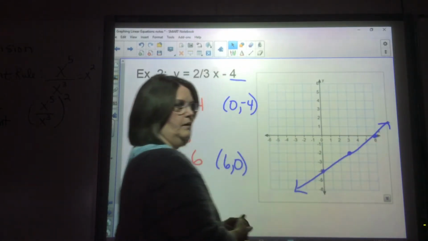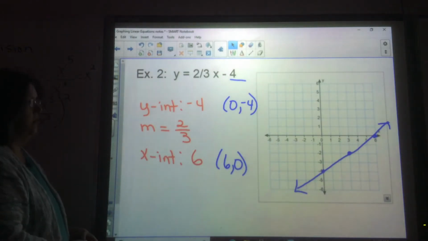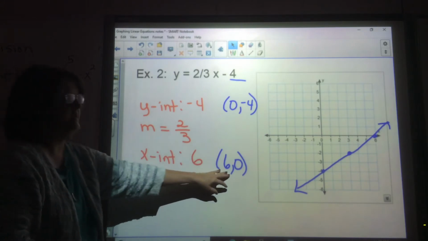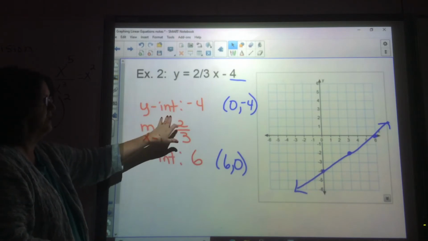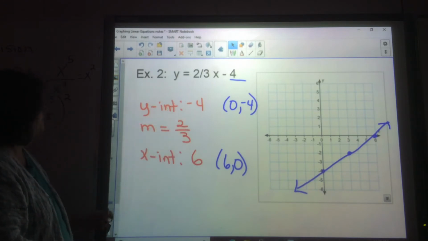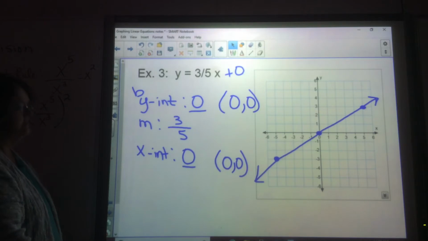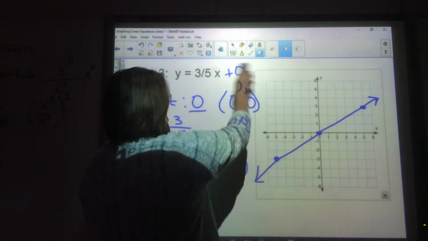And I sketch my point. So there we are. And this one happens to have an x-intercept at 6, 0. It graphed. But your slope is 2 over 3, and your y-intercept was -4. All right, same thing here. This one started out looking like that.